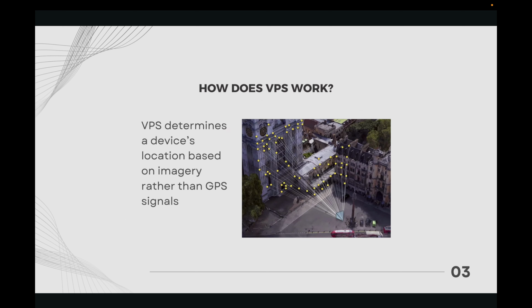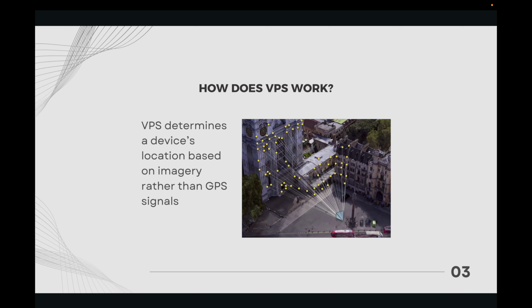So let's take an example in this image. So if an image is captured from this location, right, so how does it work? Basically VPS determines a device location based on imagery rather than a GPS location. We will go in depth how does it work.